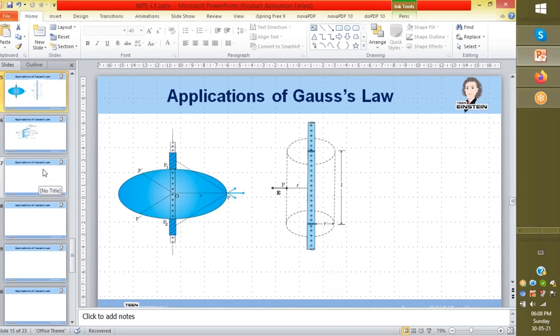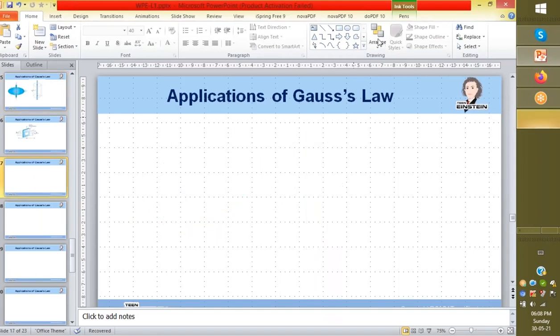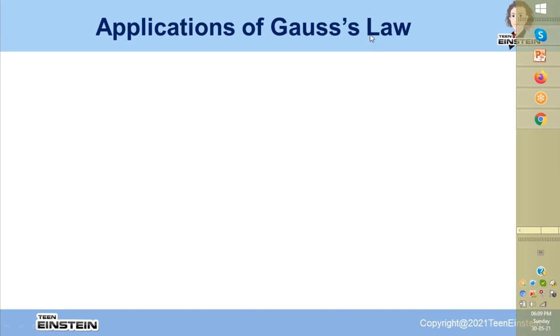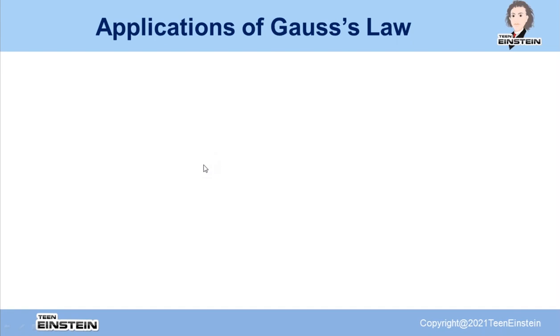Infinitely long wire. So what do we mean by that? I'll just tell you what I mean by infinitely long wire and uniformly charged. Okay, so this is the application of Gauss's law. I think you can see that. So, infinitely long wire and uniformly charged wire. So we'll see what that is.